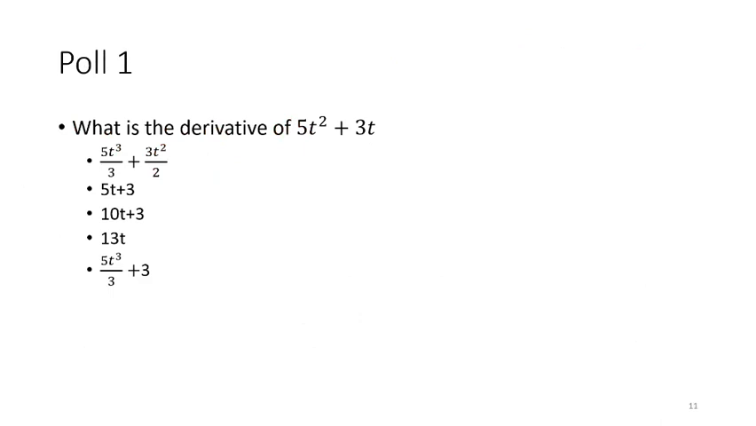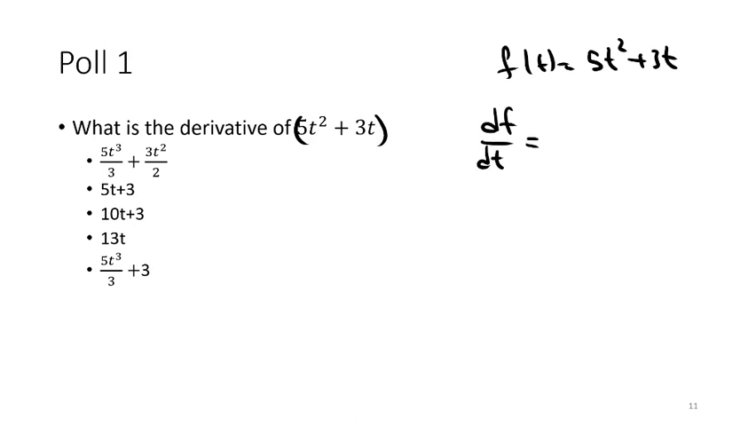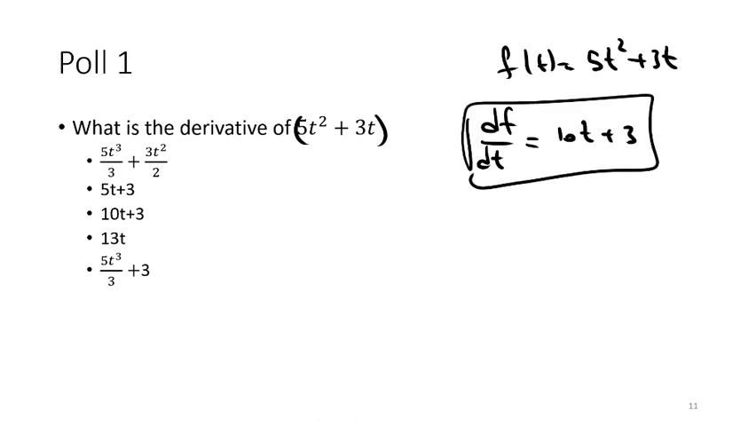And then this one is a simple question, but it was planned to be a poll question. You can pause and think and find the answer yourself. The question is: what is the derivative of 5t squared plus 3t? So f of t is 5t squared plus 3t, and if you take the derivative of this function with respect to time, you will have 10t plus 3. Okay, this is the answer.